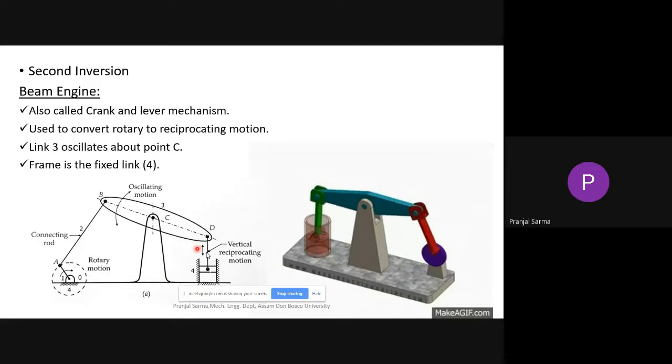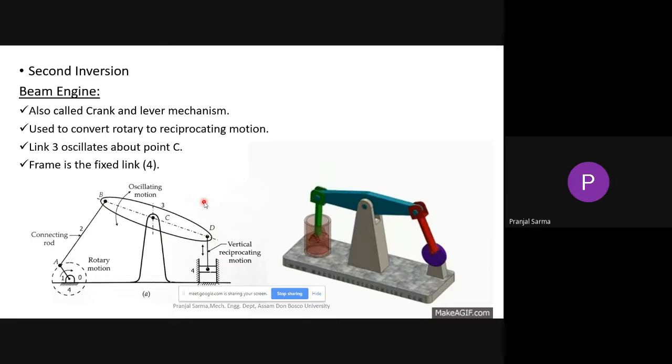So this link tree, the whole link tree, is basically pivoted here. Okay. So pivoted at this particular portion you can see here. This whole thing is a link. It's not that from here to here is one link, or from here to here is one link. It's not like that, but the whole thing is a link, and it is having oscillating motion, oscillating about this particular pivot.